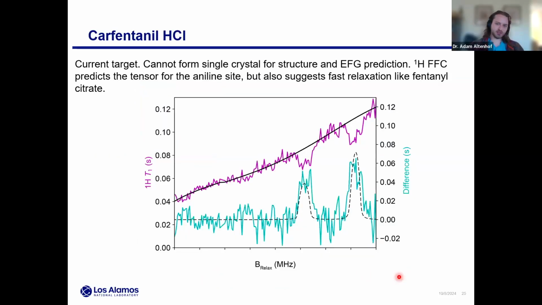And just a final note on this work. I had mentioned carfentanil, 100 times more lethal than just fentanyl. What was interesting here is that we actually couldn't form the single crystal, so we couldn't get a structure, so there's no DFT prediction. But we did run the proton FFC, and this was pretty interesting because I see a couple features, I could fit this in Spinach, and now I've actually already determined the EFG tensor parameters for probably the aniline nitrogen in carfentanil. So already a good start. But on the other hand, this is predicting pretty rapid relaxation, so again, might have to think about going to colder experiments.